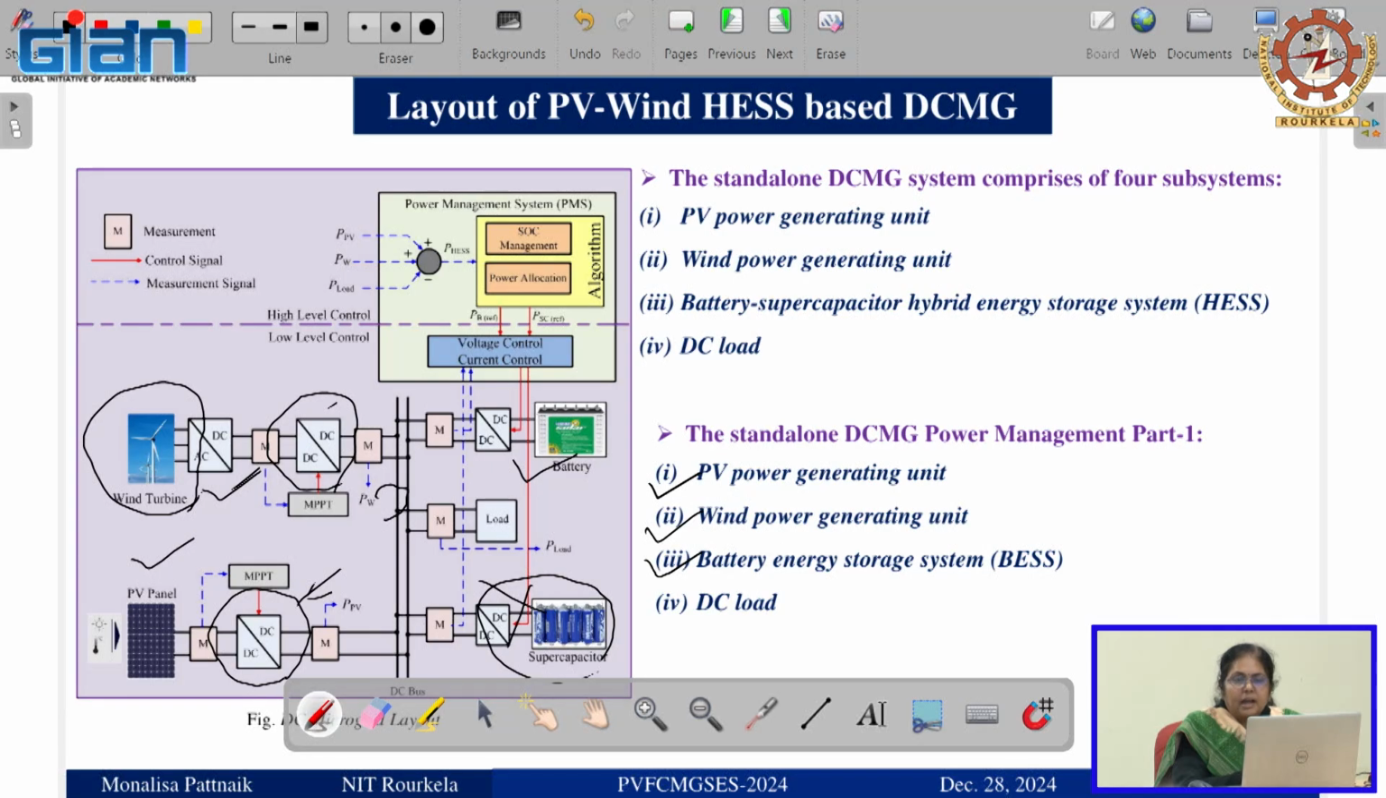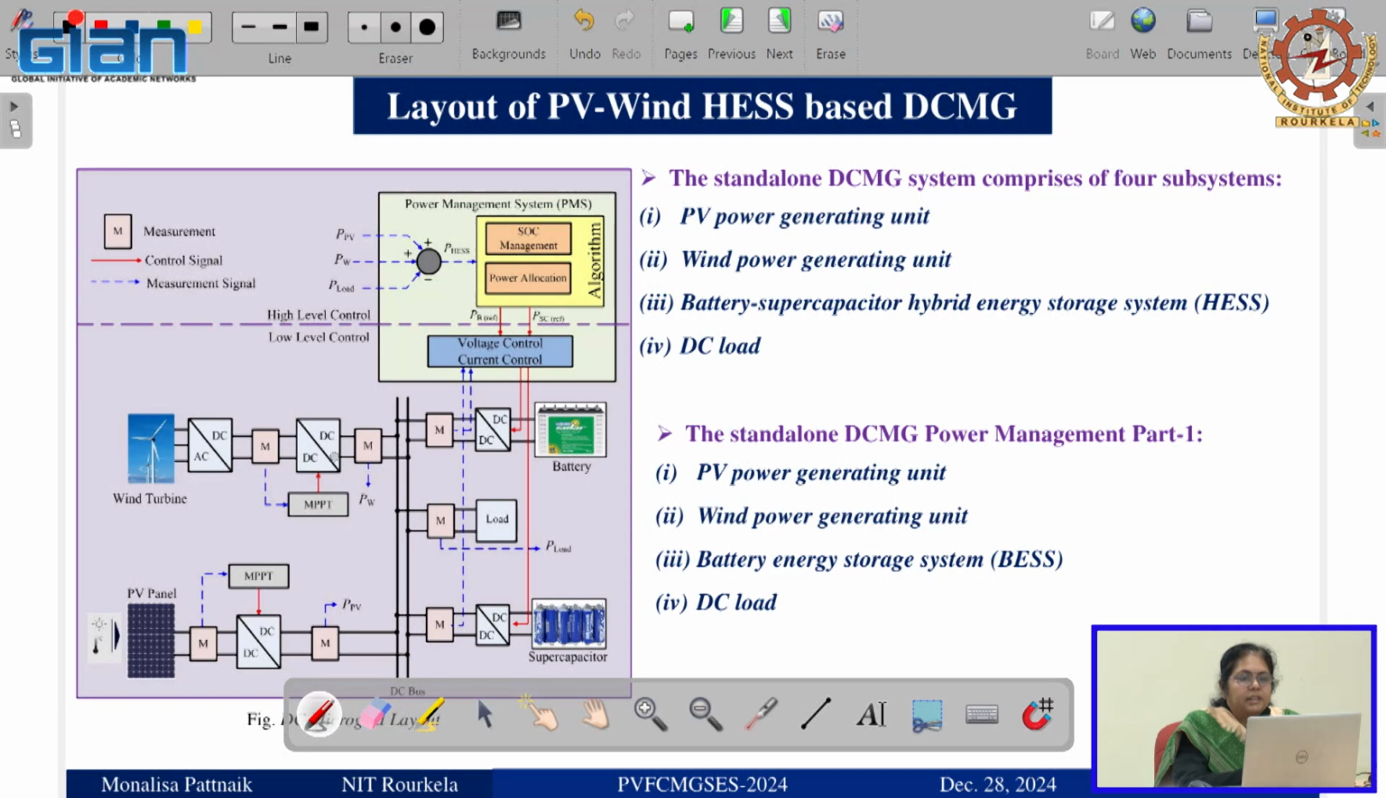So how we actually developed it in our lab is, we started with developing a wind system. Then we integrated a battery with it, and after developing it and doing its power management, I will show you its laboratory implementation. Then we will integrate a PV system to it. The reverse way also you can do it. You can develop a PV system first, or it can be done in parallel also.